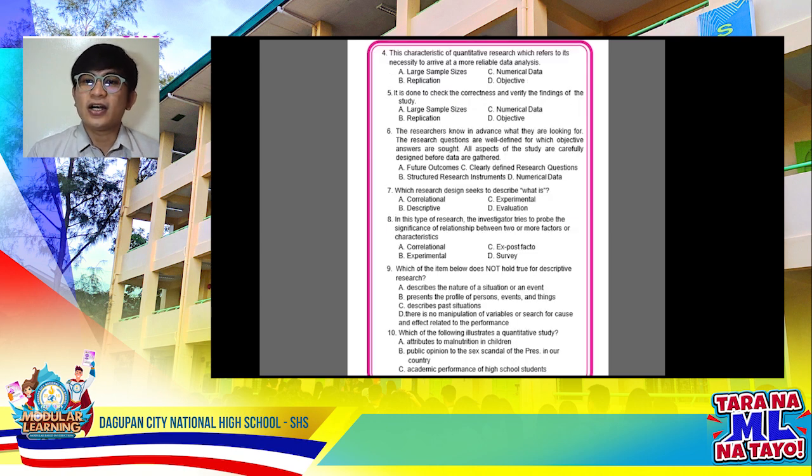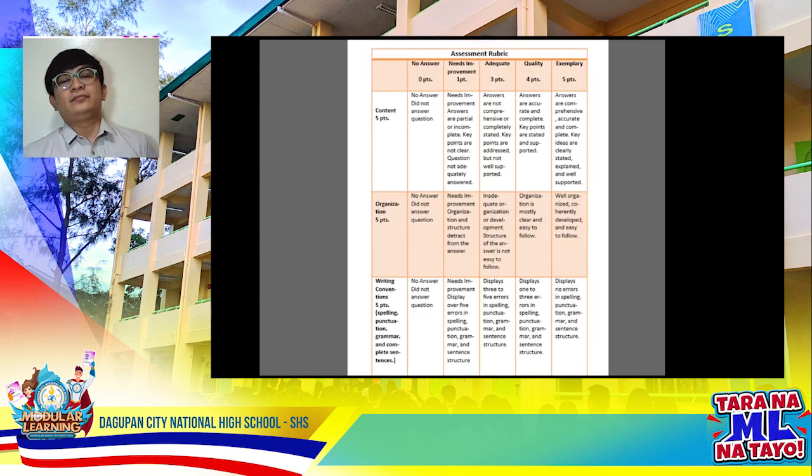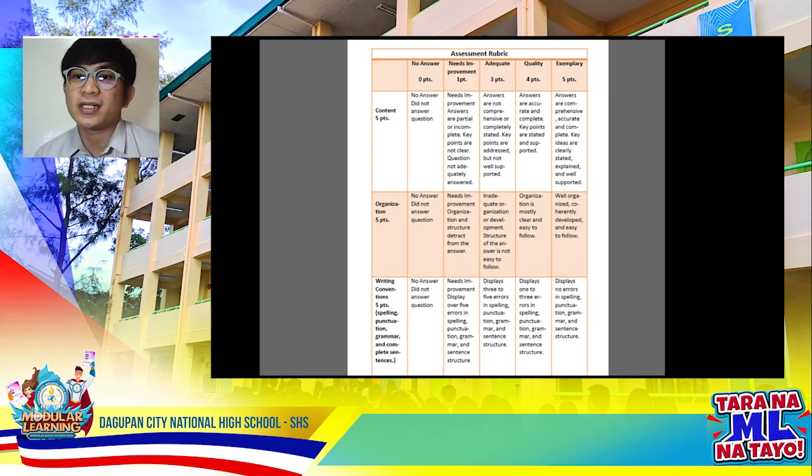Okay, so in grading your activities, we have the following rubrics. 5 points if you meet the criteria satisfactorily or exemplary. You have there the rubrics for your guide. So whenever you answer your learning activities, give it your best.